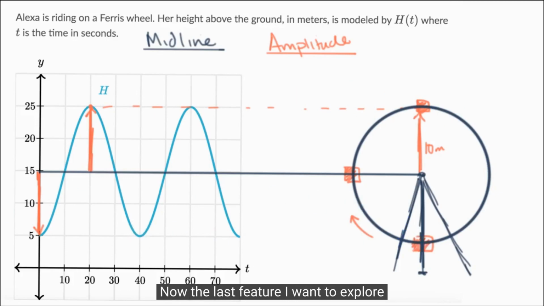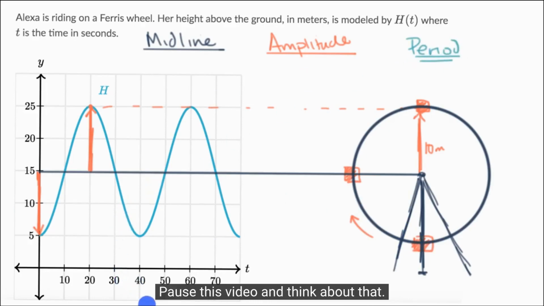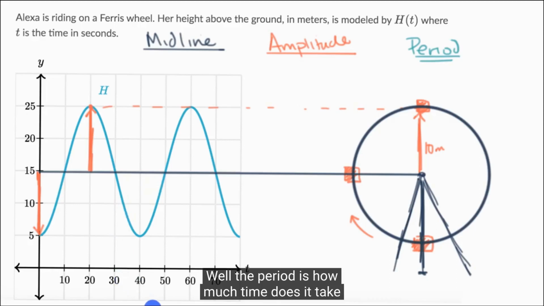Now, the last feature I want to explore is the notion of a period. What is the period of this periodic function? Pause this video and think about that. Well, the period is how much time it takes to complete one cycle.